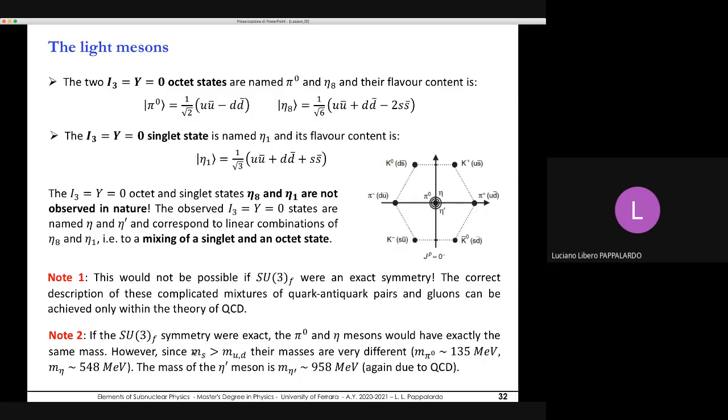However, since we know that the mass of the strange quark is much larger than that of the up and down, their mass is very different. So the mass of the pi0 is 135 MeV, and the mass of the eta is something like 3 times larger. The mass of the eta prime is even larger, so order of 1 GeV, and again, this can only be understood in the framework of quantum chromodynamics.